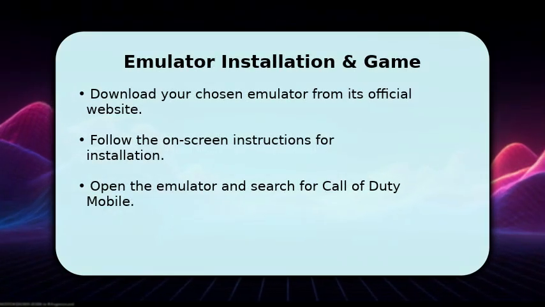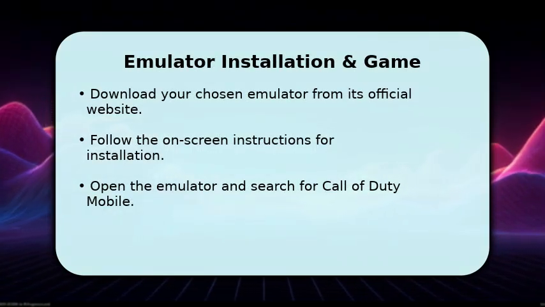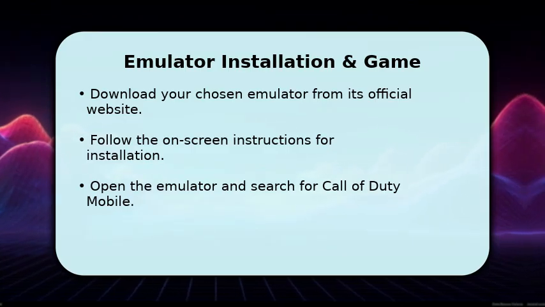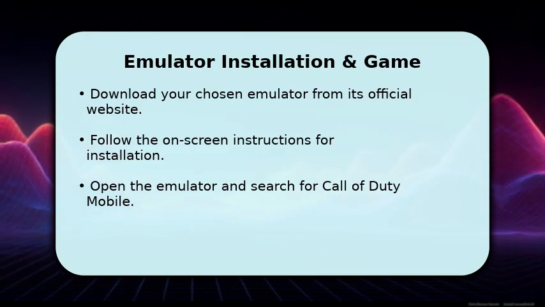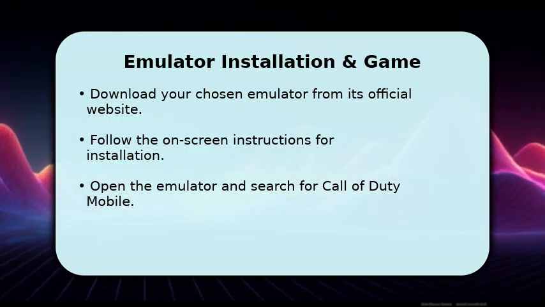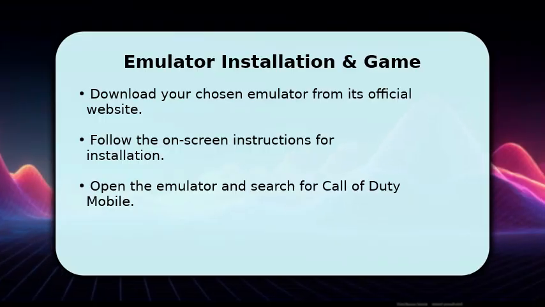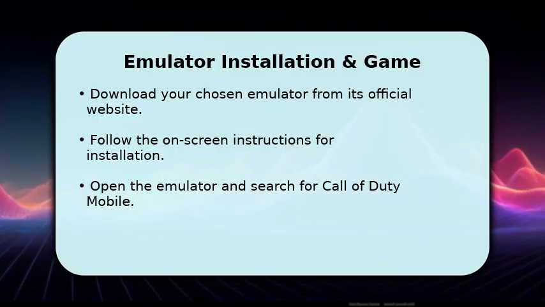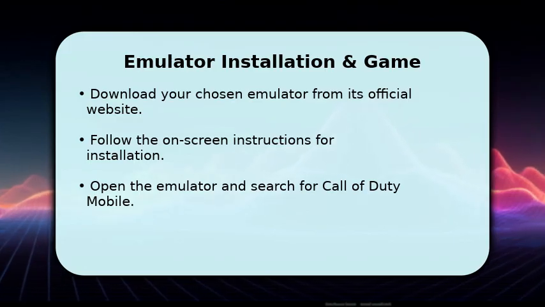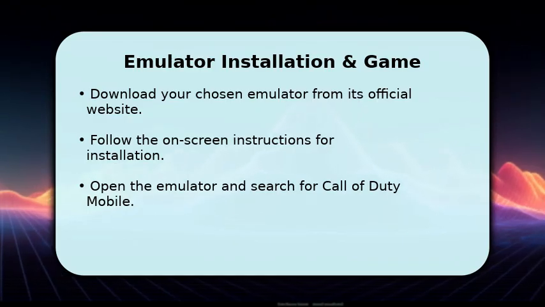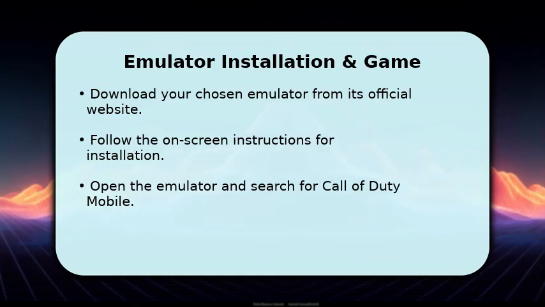Once you have selected an emulator, navigate to its official website and download the installer. The installation process is straightforward, typically taking only a few minutes to complete. After installation, launch the emulator, which will present you with an interface similar to an Android tablet. From there, access the built-in App Store, search for Call of Duty Mobile, and proceed with the game's installation. This step ensures the game runs within the optimized emulator environment.